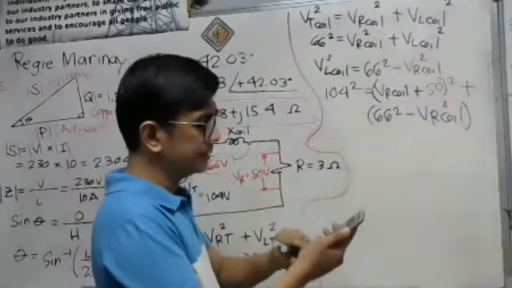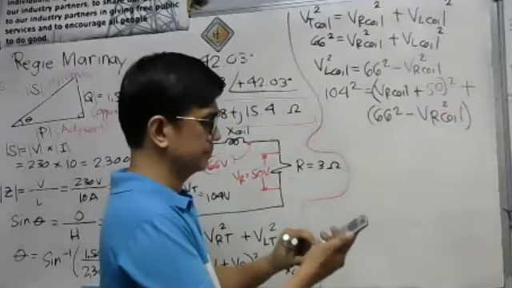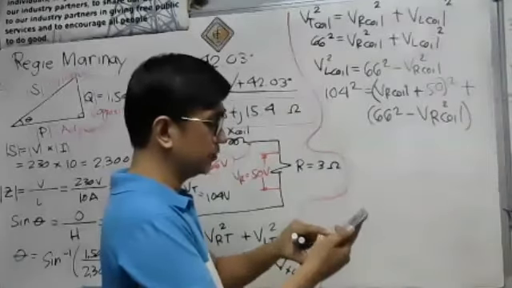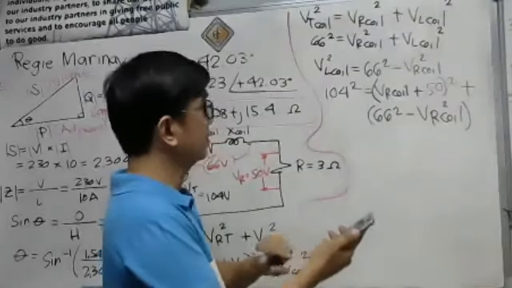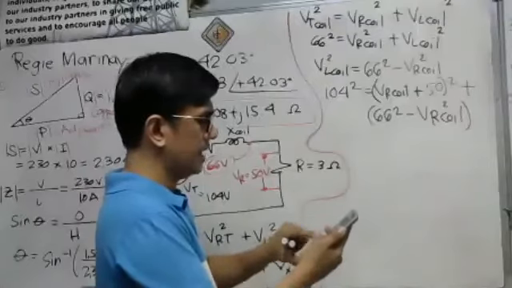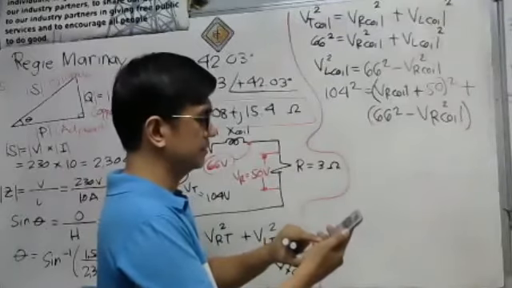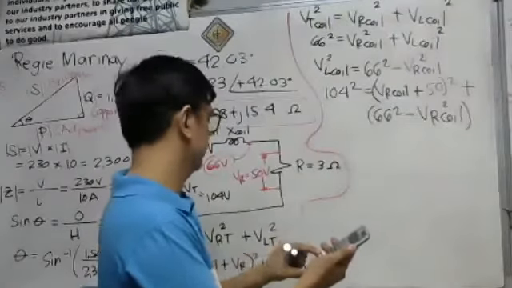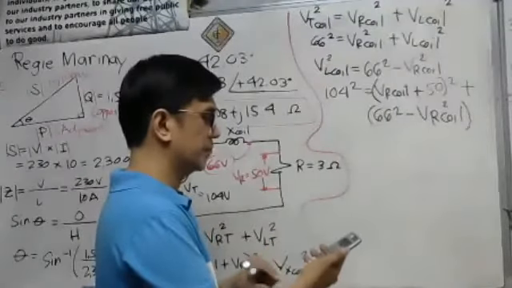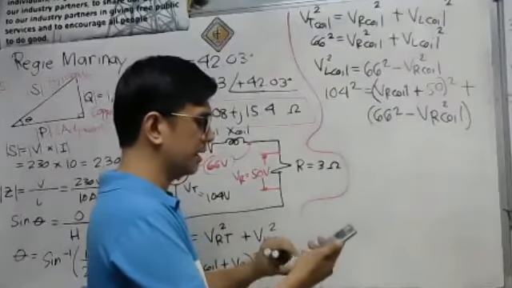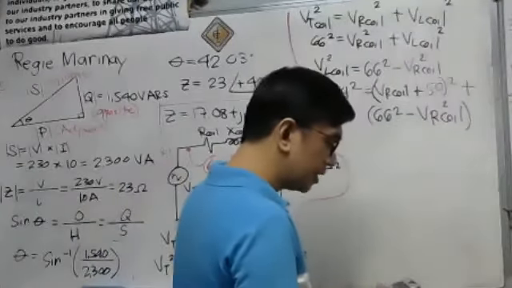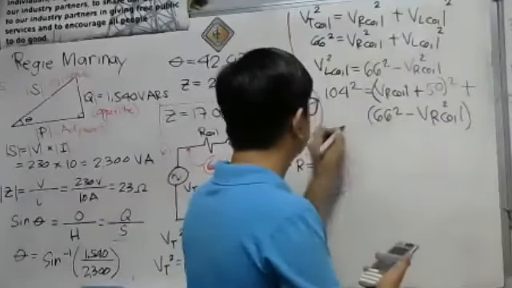Then we have plus, open parentheses, we have 66 squared. Then minus, alpha, close parentheses, that should be squared, close parentheses, then shift calc equals. The VR of the coil is 39.6.